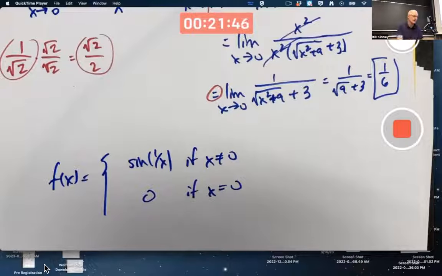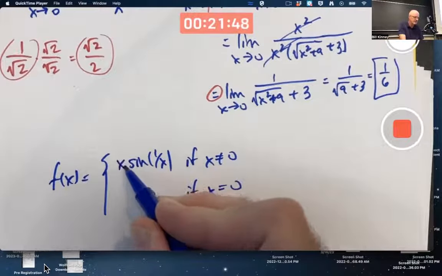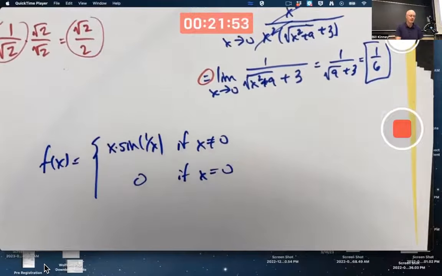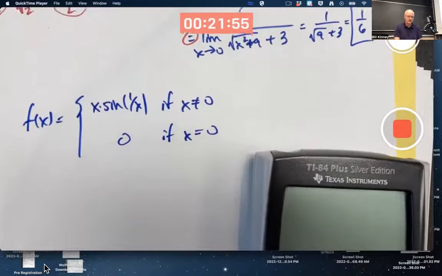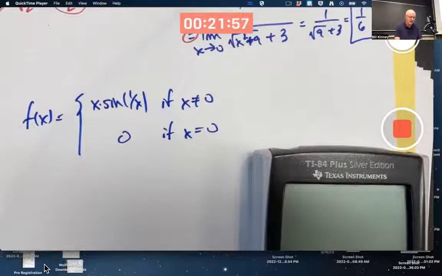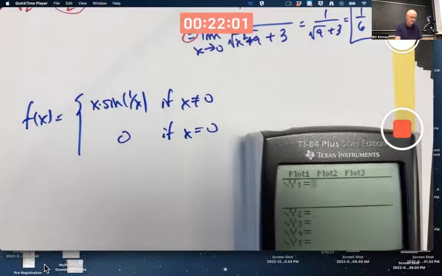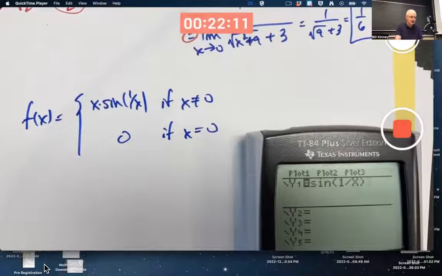Let me modify this a little bit. Let me just put an x in front of this: x times sine of 1 over x. I'll graph them both on the calculator. Well, let's graph just the plain old sine of 1 over x first. I'm writing it by hand as a piecewise function. Of course, I can't really type it in that way in the calculator. I need to imagine that I've typed it in that way.